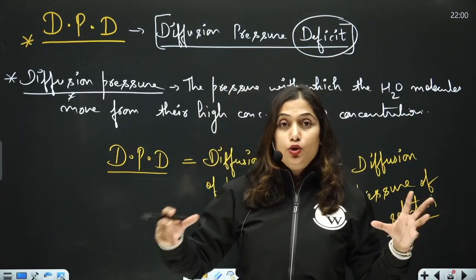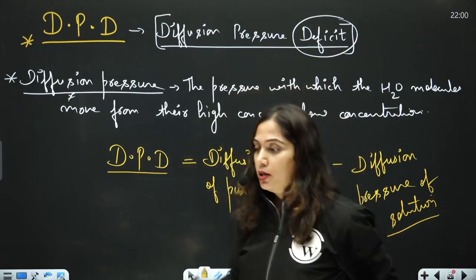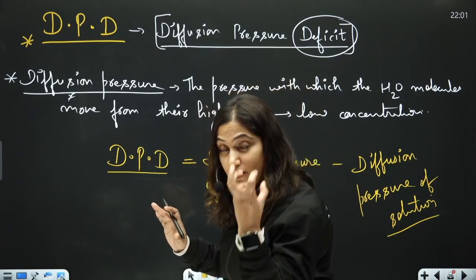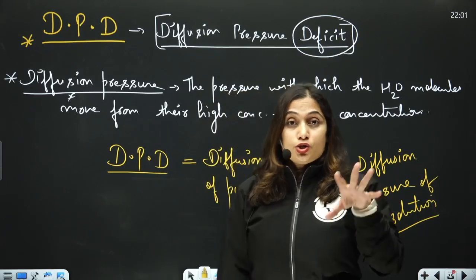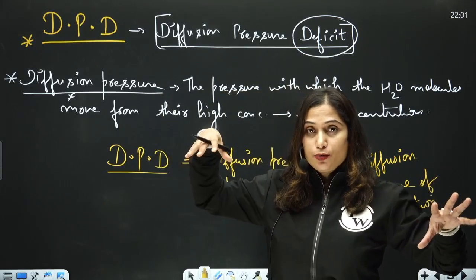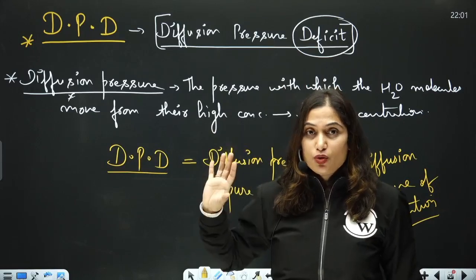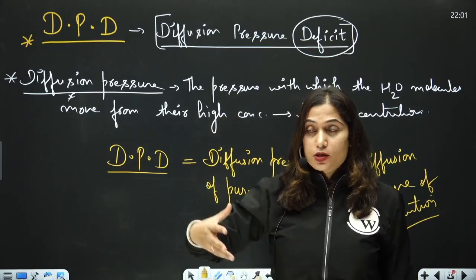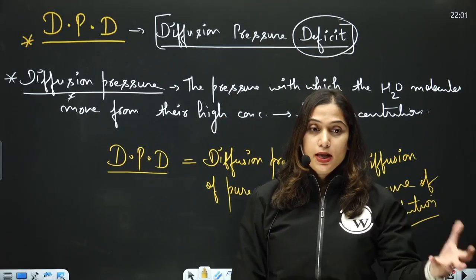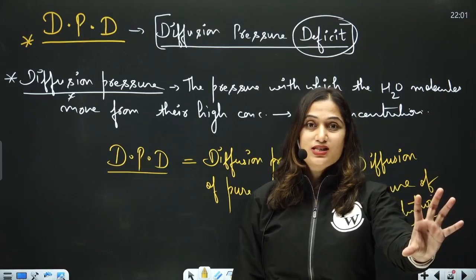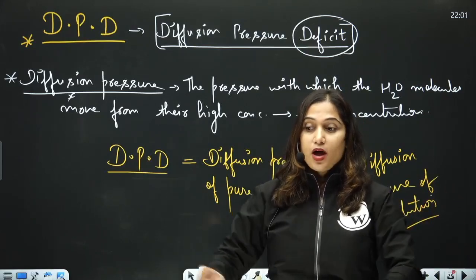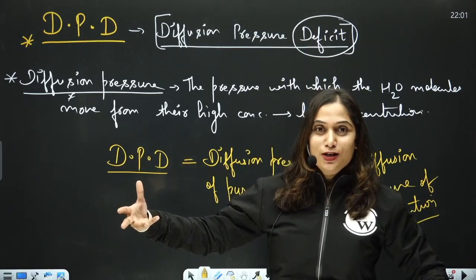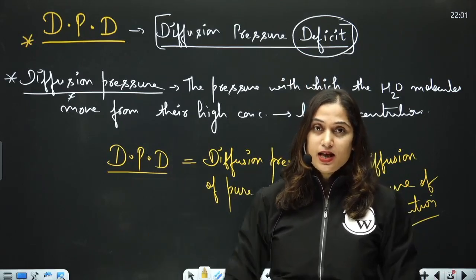But when you add sugar molecules to it, they will move slowly. So they will move with less pressure. So the diffusion pressure will be less. So when you add sugar to the pure water, the pressure with which the water molecules move will decrease. Suppose when the water was pure, the diffusion pressure of water molecules was 10 atm. But when you have added sugar to it, it has reduced to suppose 4. So by what amount has it decreased? 6. 10 minus 4, 6.